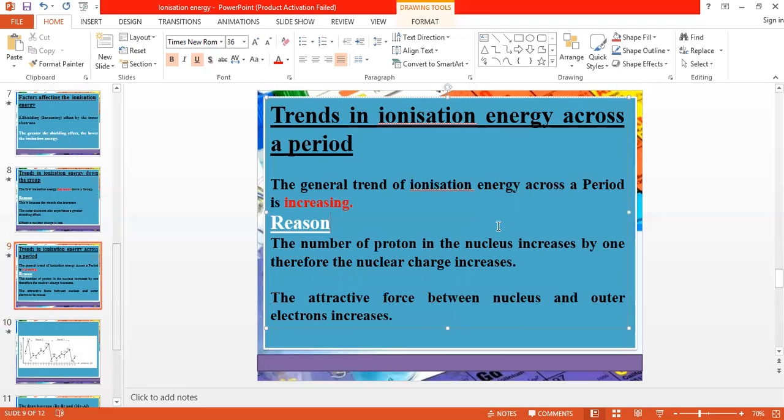So why does ionization energy increase from left to right? Because nuclear charge increases. That's it. You just keep in mind this statement: nuclear charge increases. Because nuclear charge increases. These last three words. Nuclear charge increases. Understand? So from top to bottom it decreases, from left to right it increases.